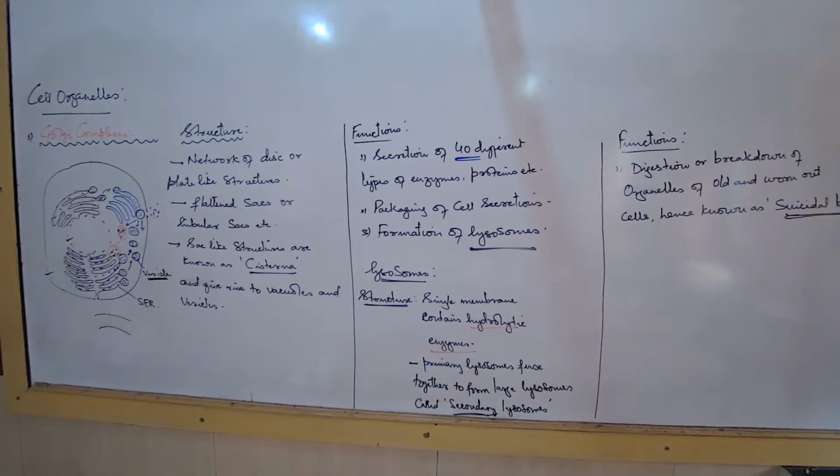This is a concept quite often asked: why are lysosomes known as suicidal bags? We already know that primary lysosomes fuse together to form large lysosomes called secondary lysosomes.